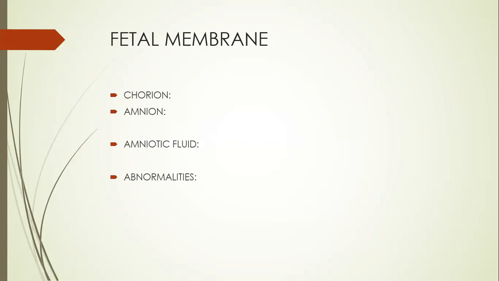We have covered all these things: fetal membranes, what is amnion, what is chorion, what is amniotic fluid, and what are its abnormalities. So, Shiny, could you please guide me, if the amniotic fluid is seen in golden brown color, what is the condition?